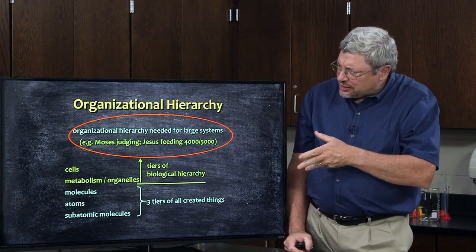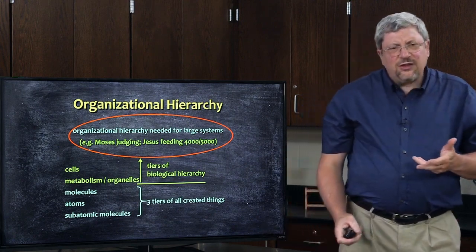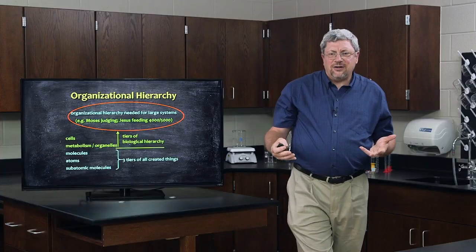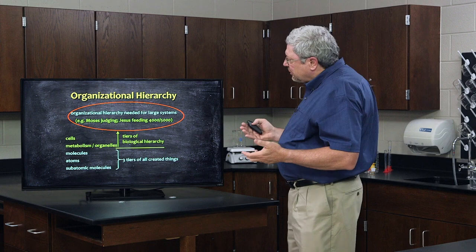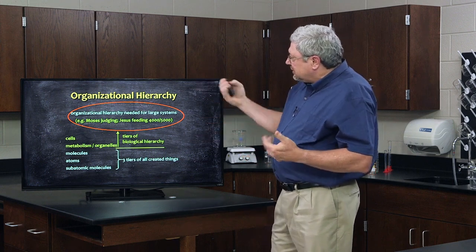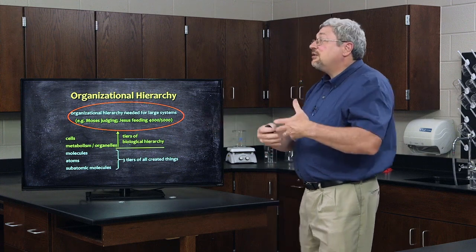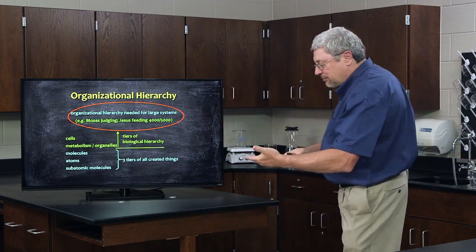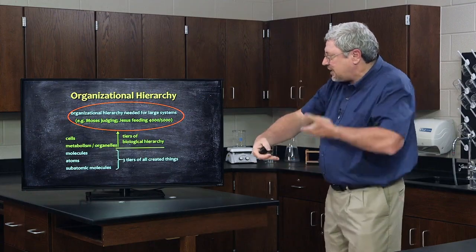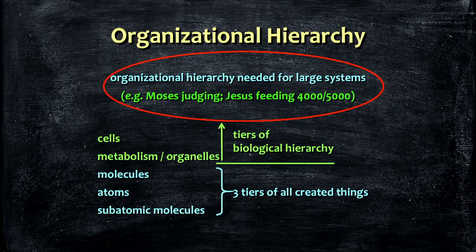Going back to our diagram of the organizational hierarchy of life, remember we looked at 3 levels of hierarchy below the biological hierarchy found in all organisms. Subatomic particles are arranged into atoms. Atoms are arranged into molecules. Molecules in organisms are arranged into metabolism. All cells, regardless of the type of cell, have metabolism going on.